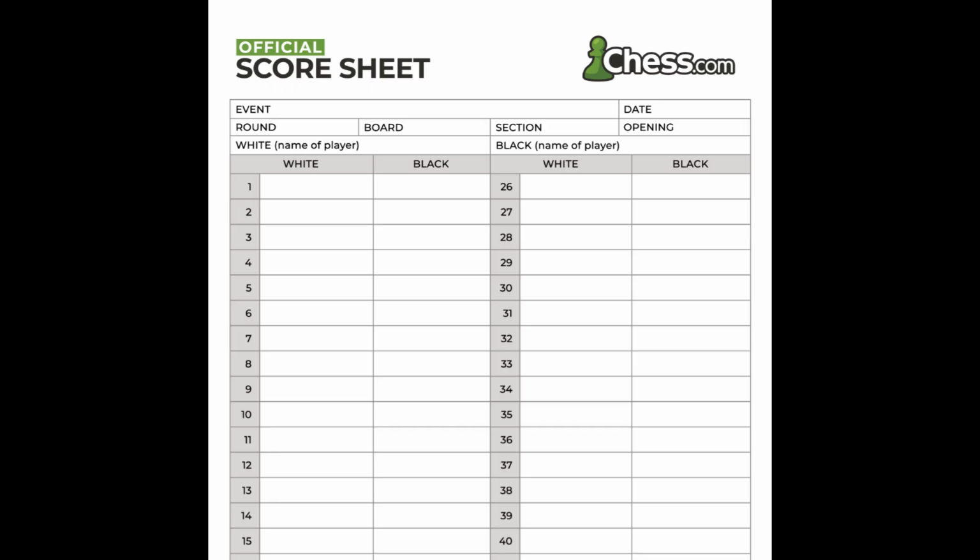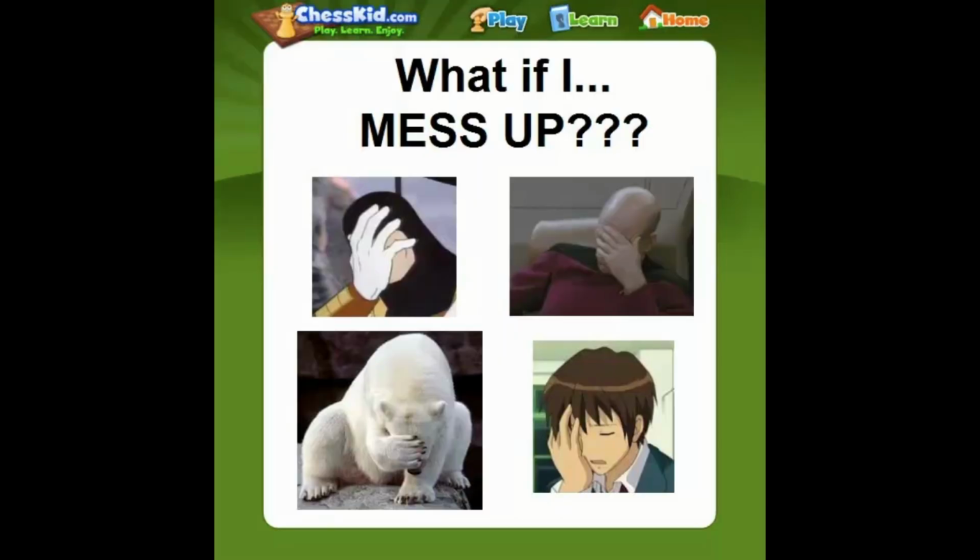Now, one last thing. What do you do if you're keeping score and you mess up? Well, you know what? Everyone messes up, and what you do is you just leave a space on the move you messed up and just keep writing down your game. You can always ask your opponent if he can loan you his score sheet, and maybe he wrote it down correctly and you can fix it. But don't worry about it. Just leave the mistake that you made and keep going. Maybe put a little star there so you know that you messed up, and you can always figure it out later.